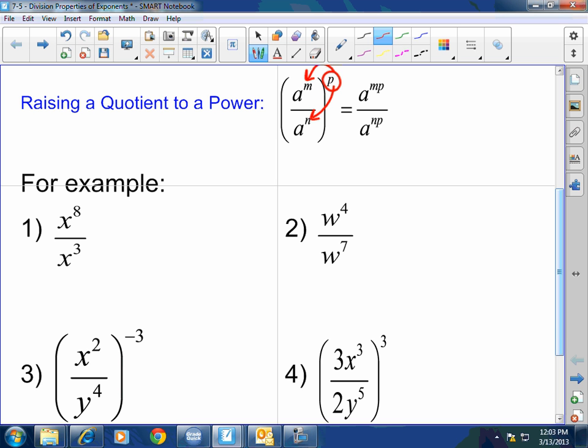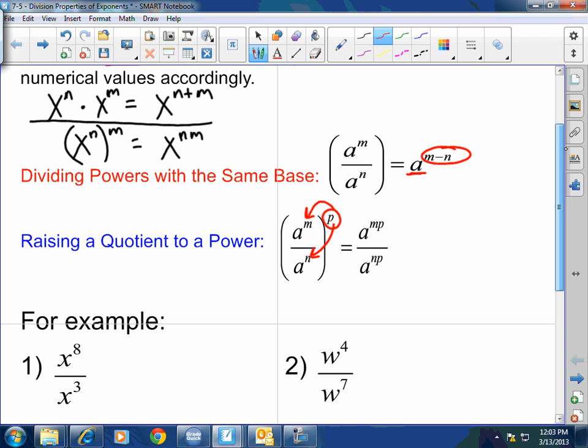It's the bottom number. I said a to the m divided by a to the n. It's m minus n. It's the top exponent minus the denominator's exponent.